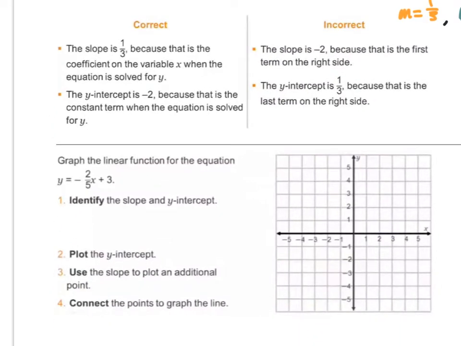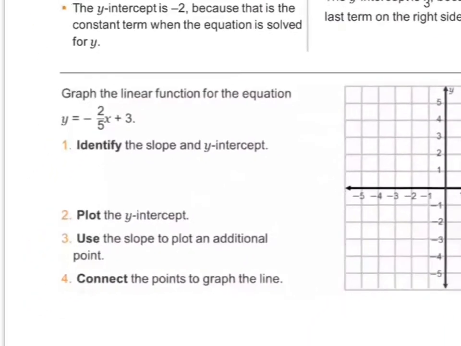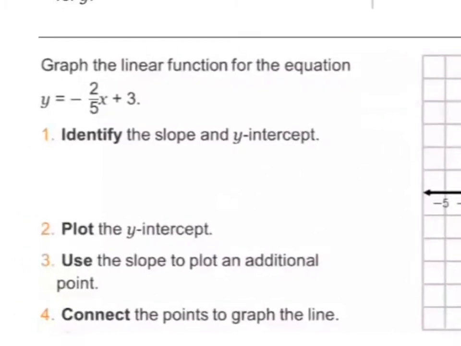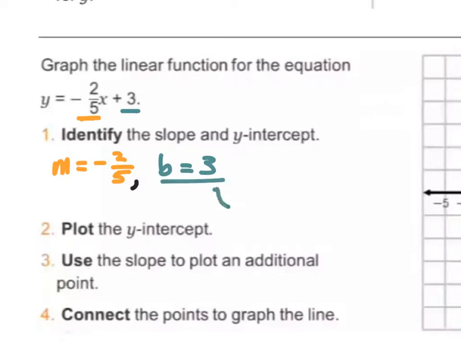Okay, so we want to graph this linear function for this equation, y equals negative 2/5 x plus 3, okay? And so the first thing I want to do is identify the slope and the y-intercept. So my slope, remember, is the number in front of the x. So my slope is the value negative 2/5, okay? And then my y-intercept is the number that's not in front of the x, okay? So my y-intercept is the value of 3, so b is equal to 3. So the first thing we want to do, this is our starting point, okay?